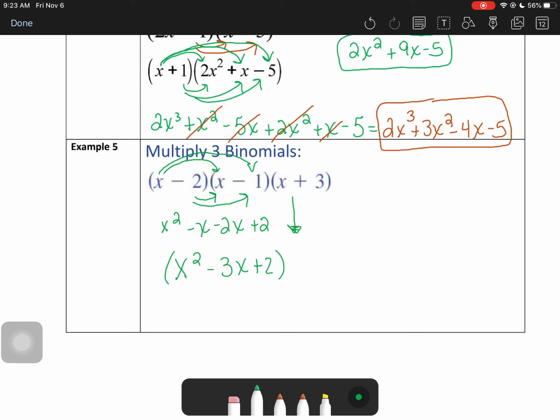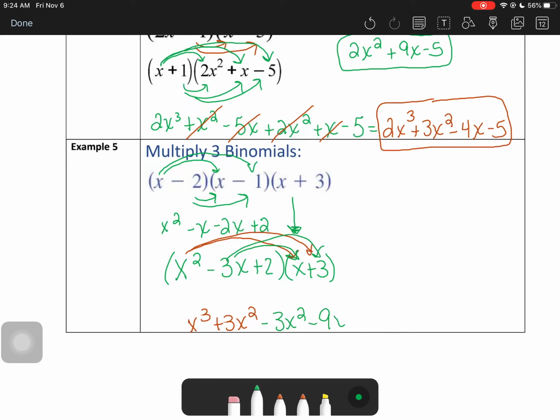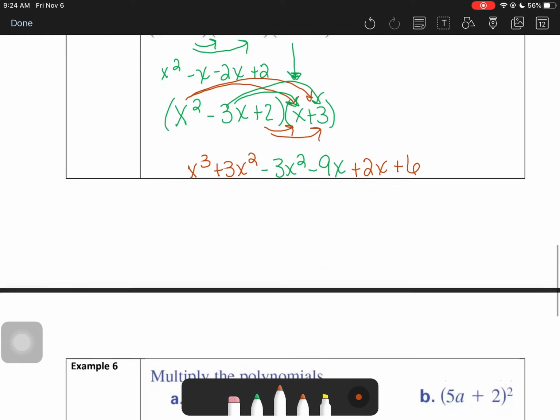Now we'll bring down that last binomial and we can multiply. So when we multiply, we have x squared times x, which is x cubed, x squared times 3, which is 3x squared, negative 3x times x, which is negative 3x squared, negative 3x times 3 is negative 9x, then we have 2 times x, which is 2x, and 2 times 3, which is 6. And then we are going to combine like terms together.